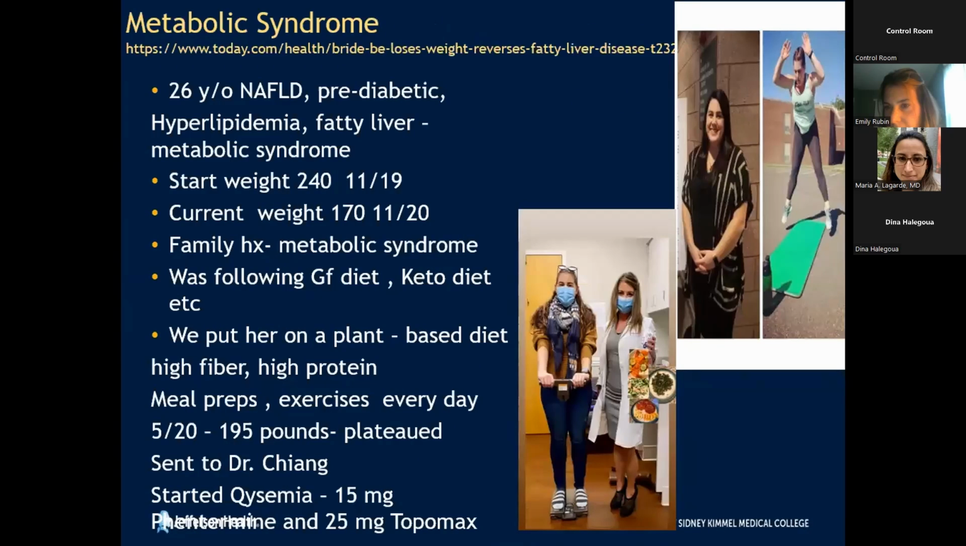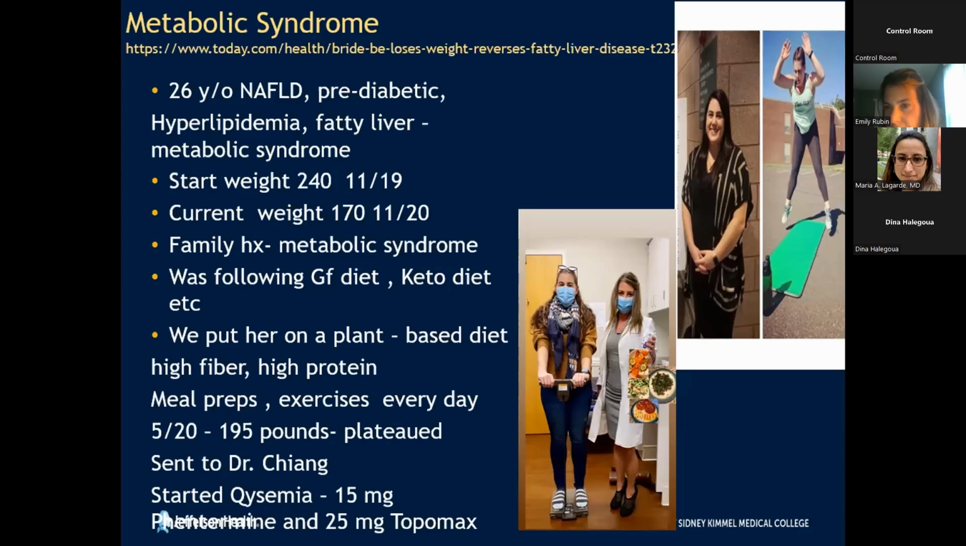And then this was another patient of mine that was sent by one of our fellows that's now a physician. We were actually in the news nationally with this article. She came to me during COVID, this girl here, at 26 with liver disease or fatty liver, hyperlipidemia, high cholesterol, all those things. She started at 240. We got her down within a year to about 170 pounds.